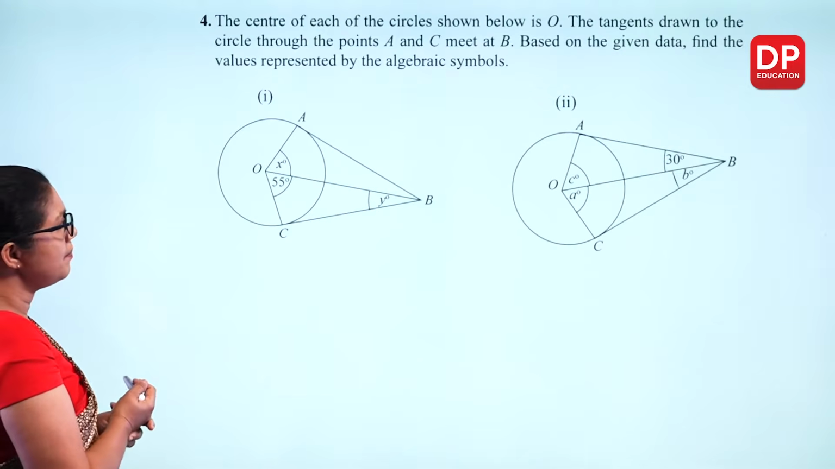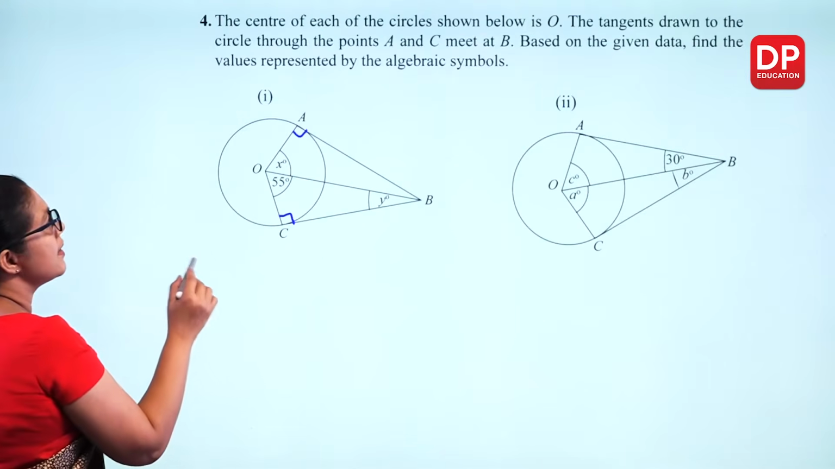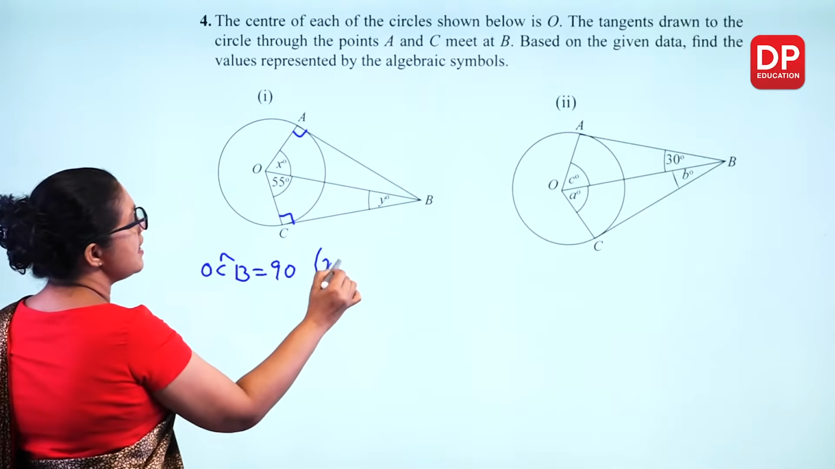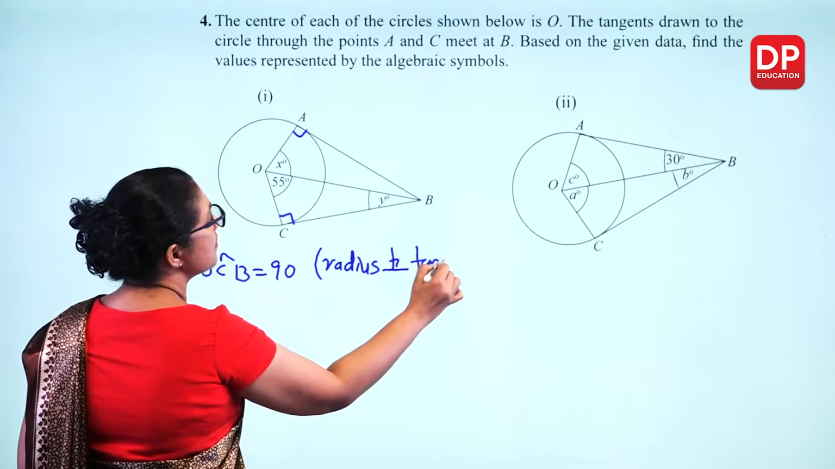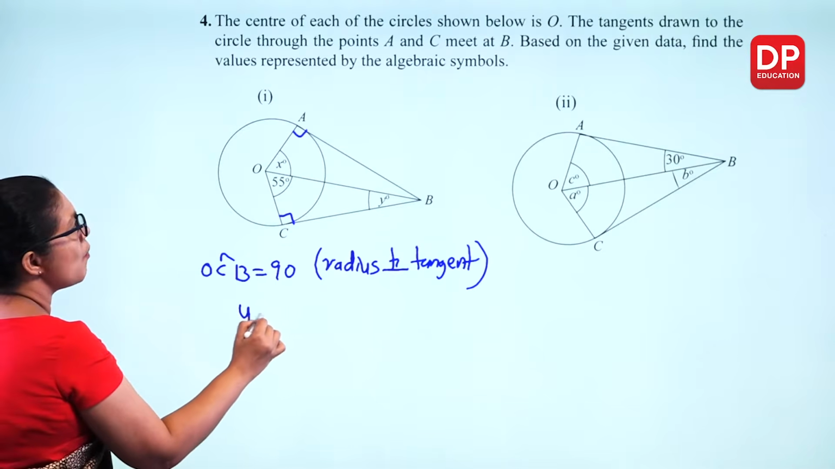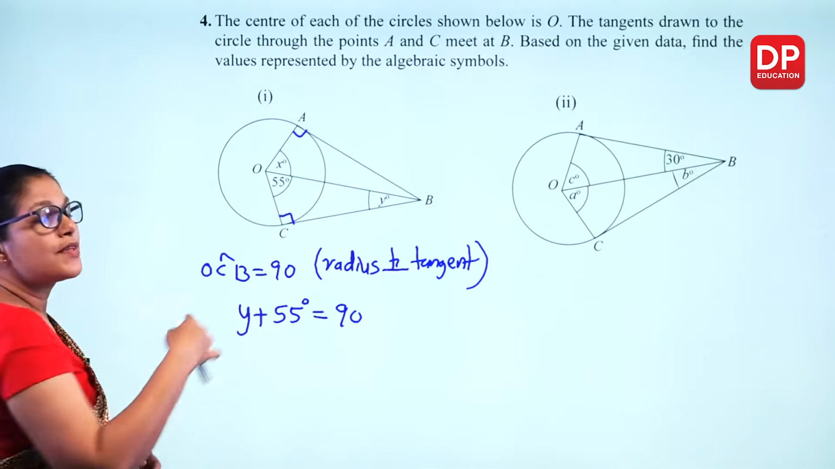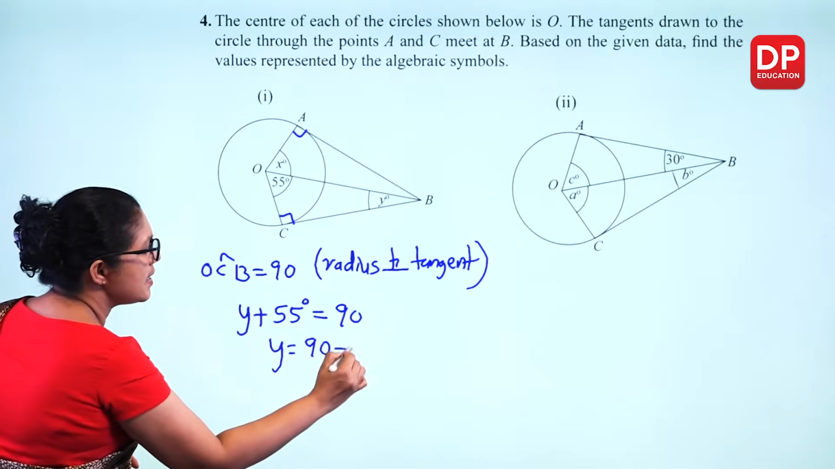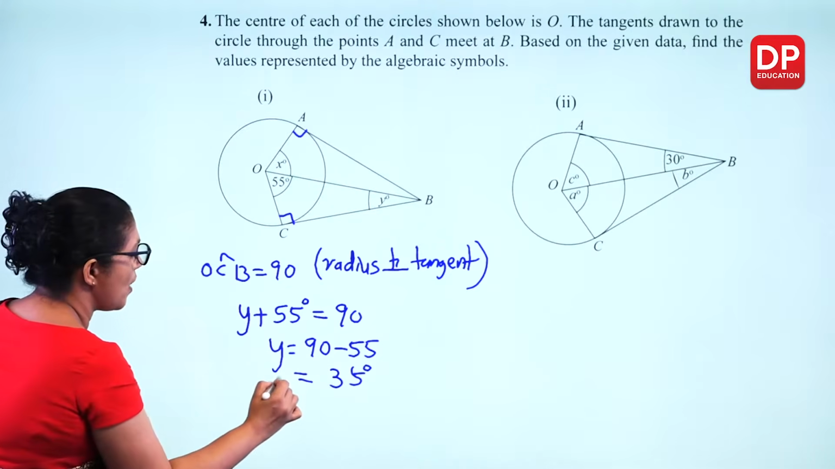According to the first theorem, we know that this is 90, this is 90. So we can write OCB angle is 90 because radius perpendicular to tangent. That's the first theorem. So what's y? Y plus 55 is 90 because this is 90. So the sum of angles in a triangle is 180. So y equals 90 minus 55. So you get y equals 35.